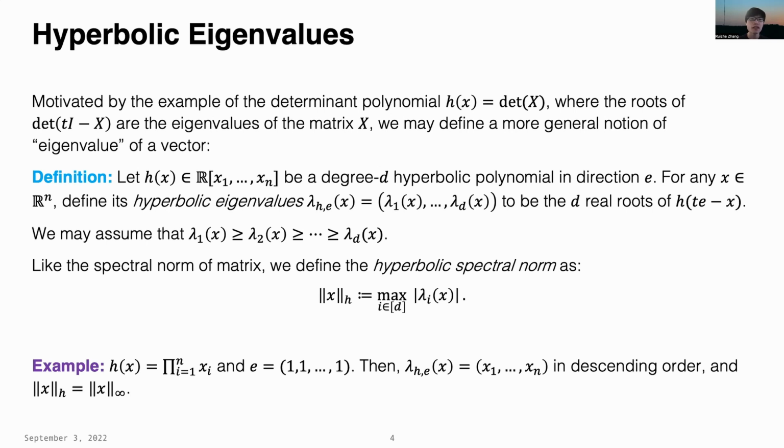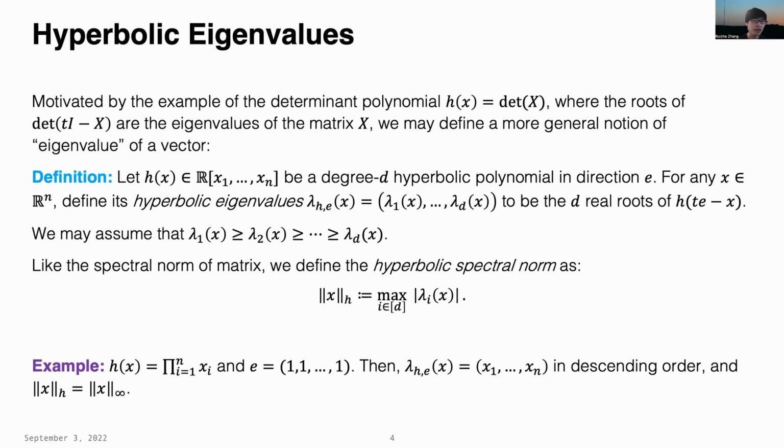So let h(x) be a degree d hyperbolic polynomial in direction e. Then for any x in R^n, we define its hyperbolic eigenvalues lambda_{h,e}(x) to be the d real roots of h(te minus x). Without loss of generality, we may assume that lambda_1 is greater than lambda_2 and so on down to lambda_d. And for convenience, when it's clear from the context, we often omit the subscripts h and e and just use lambda(x) to denote the hyperbolic eigenvalues of x.